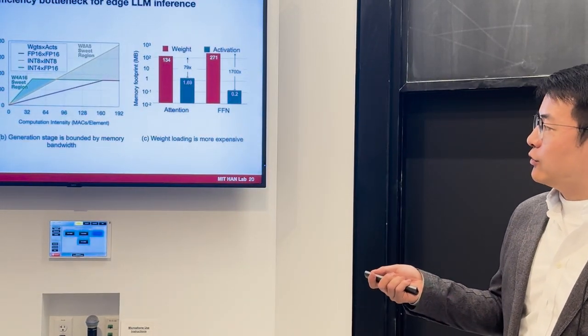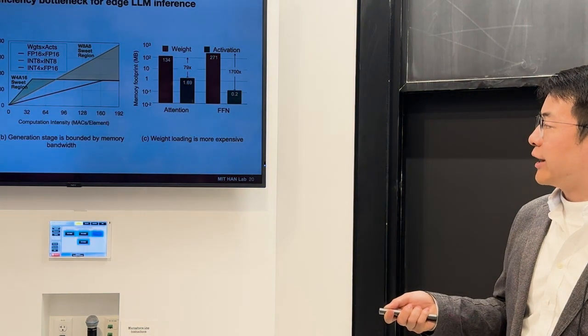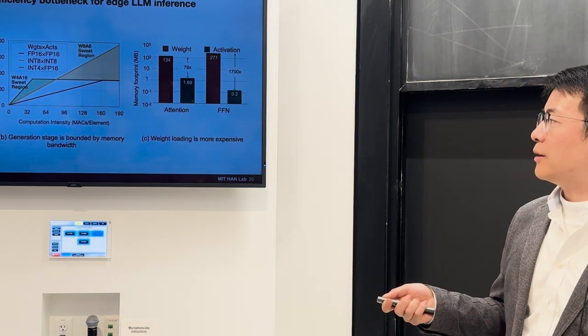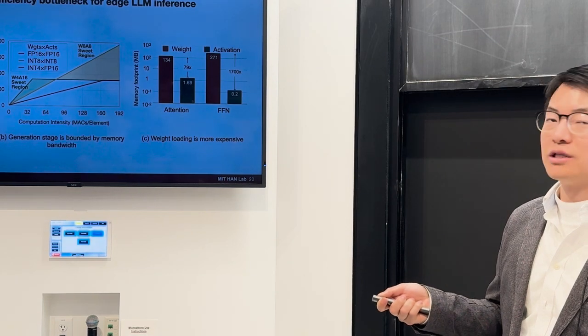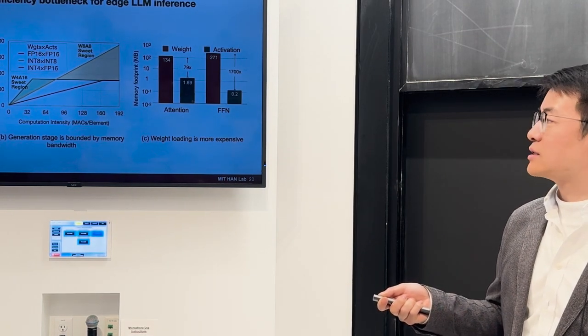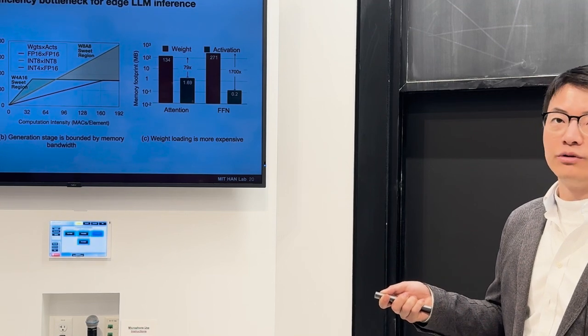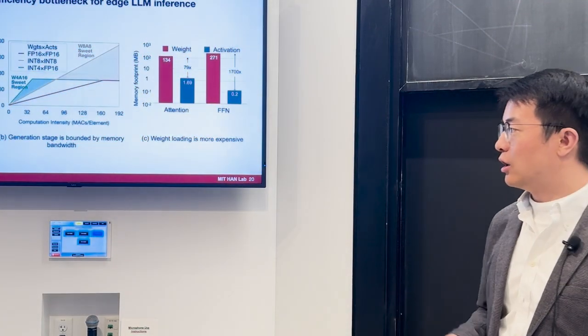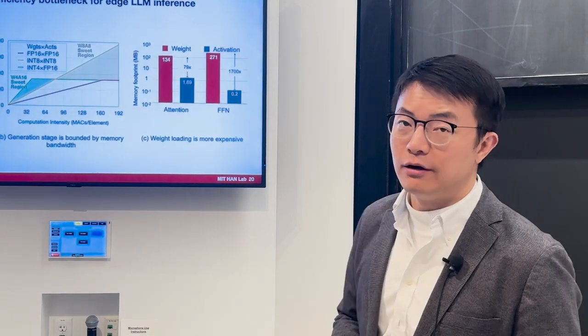And here we are focusing on the generation stage, which is the red part, compared with the black part, which is the context stage. The context here has 200 tokens, and in the generation you want to generate 20 tokens. The generation stage is the bottleneck, occupying the majority of the total inference time.